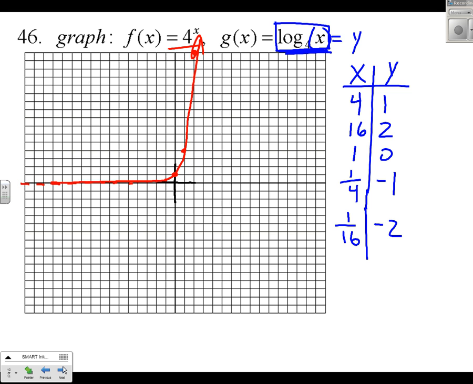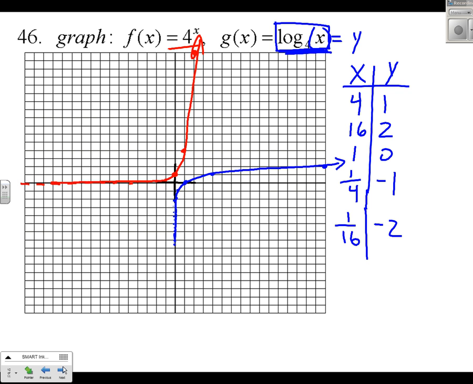-2 is. Let's plot those. 4, 1. 16, 2. Let's go with 1, 0. Let's go with 1/4, -1. 1/16th, -2. Well, it seems like this might be an asymptote right along here.